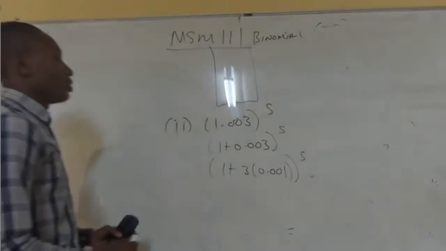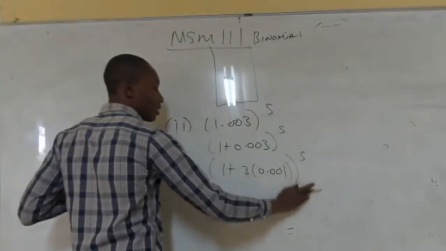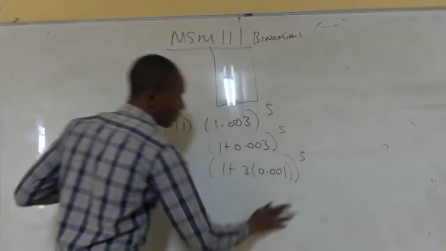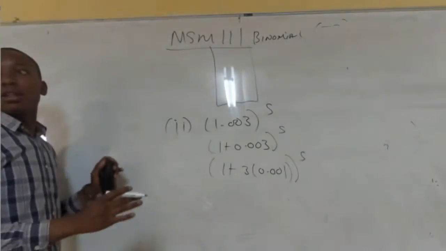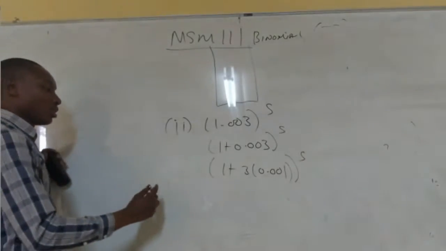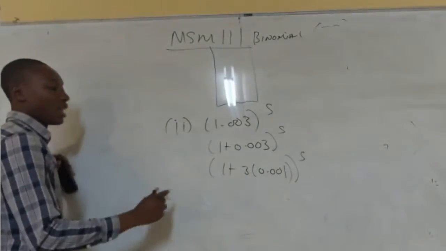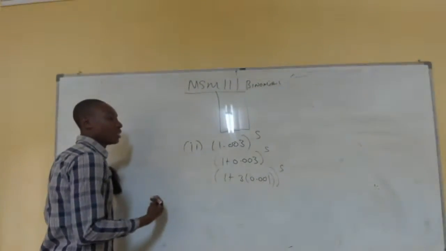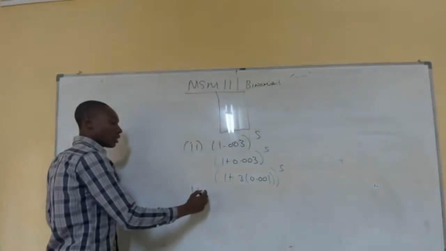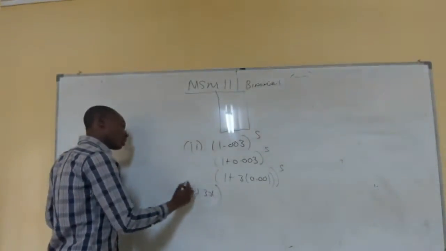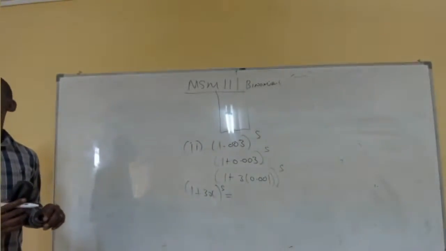I'm not going to finish this question, but I'm going to show you how to go about it. But we'll see how far we can go. When you're dealing with this question, we're going to replace 0.001 with an x, so that we know the standard expansion. So this is (1 plus 3x) to the power 5.